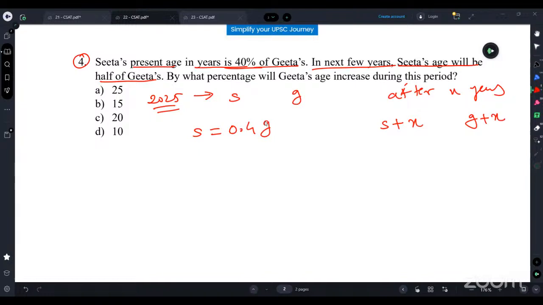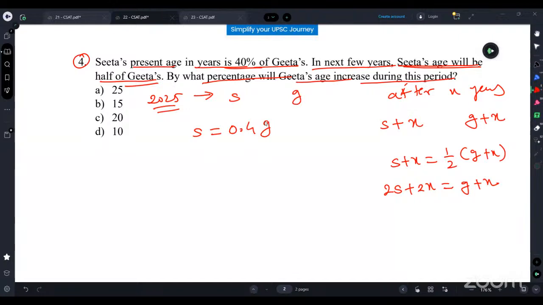But after those few years, what is happening? Sita's age, S plus X, will be half of Gita's. So that will be basically 1 by 2 times Gita's age, which will be G plus X. See now, it will be 2S plus 2X equals G plus X, right? Now, by what percentage will Gita's age increase during this period? So basically, we want to find the value of X. See now, we have S equal to 0.4 times G, that is basically 4 by 10 times G, that is basically 2 by 5 times G.